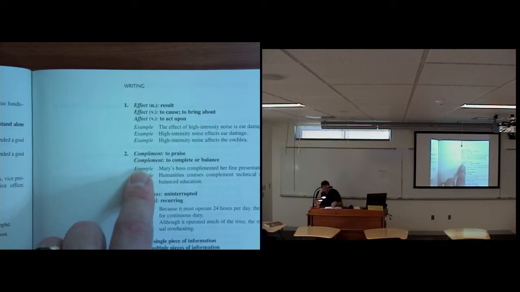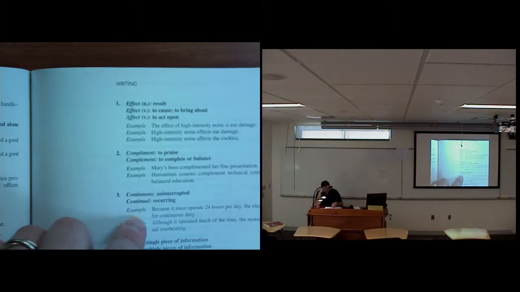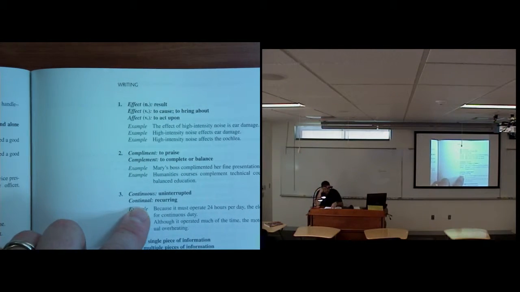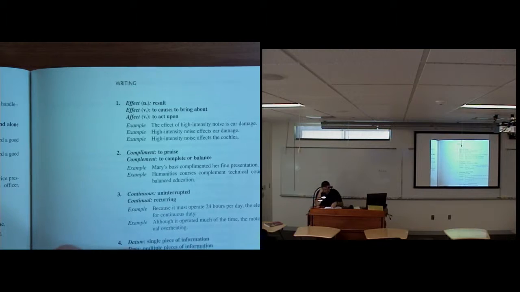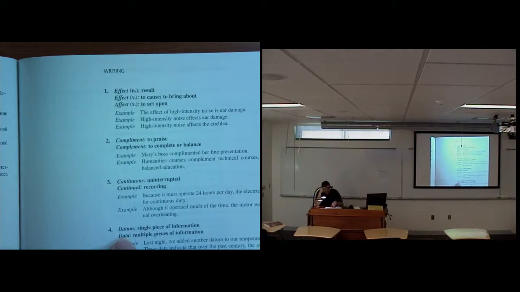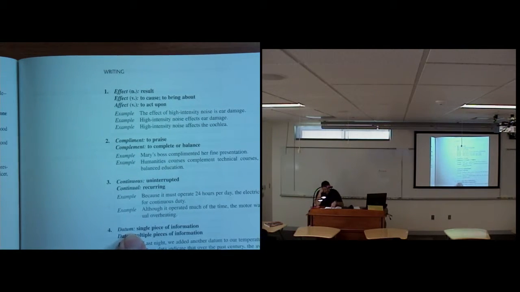We have continuous and continual. Different things. They mean completely different things. Continuous means it always happens and it never stops happening. Continual means that it happens and then it happens again and then it happens again, and there could be pauses in between. Continuous means that it never stops happening. Data means multiple pieces of information. Datum means one piece of information.